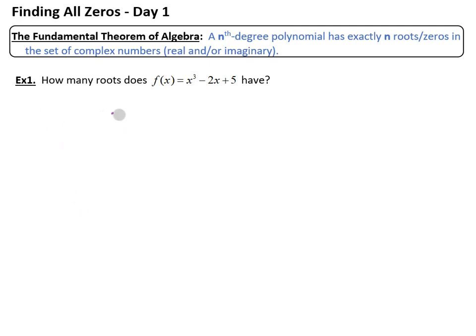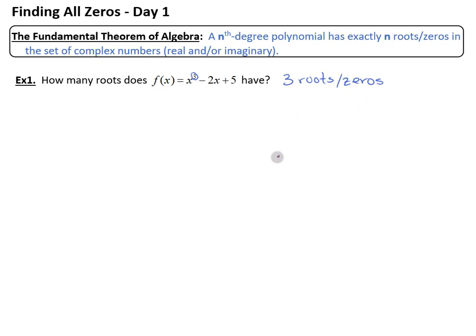So in other words, if we had, say, a question like number 1 here, it says, how many roots does this polynomial have? And our theorem says that if it's an nth degree polynomial, it will have exactly n roots. So because this is a third degree polynomial, a cubic polynomial, it will have 3 roots or zeros. Remember, those are kind of synonyms when it talks about roots or zeros.